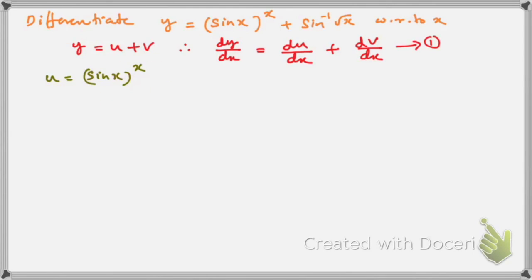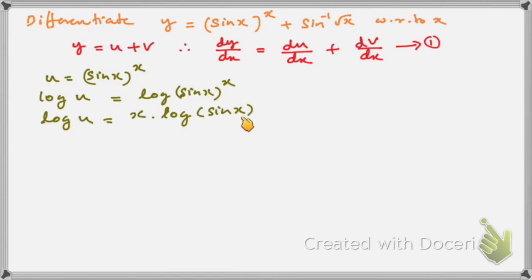So which is logarithmic? So we apply log on both sides. So that's going to be log u is equal to log of sin x raised to x, and that's like log of a raised to n, and the power n can come out. So that's going to be log u is equal to x times log sin x. And now we differentiate this.